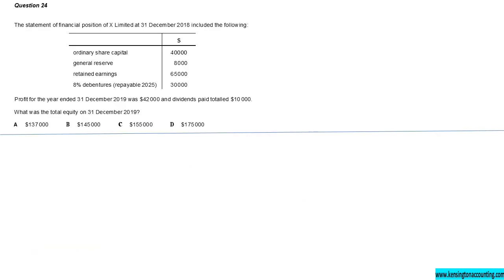Okay, question 24. The balance sheet of X Limited at December 2018 is as follows. Profit for the next year, 2019, is 42,000, and dividend paid is 10,000. We need to find the total equity as of December 2019. Therefore, first we need to calculate the opening equity, and then we look at the movements during the year to find the closing balance.